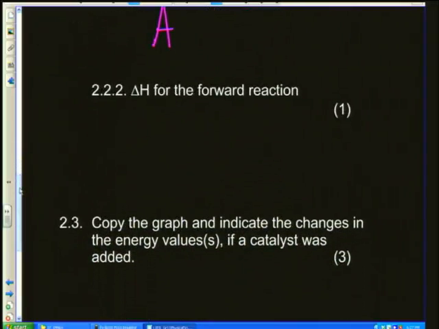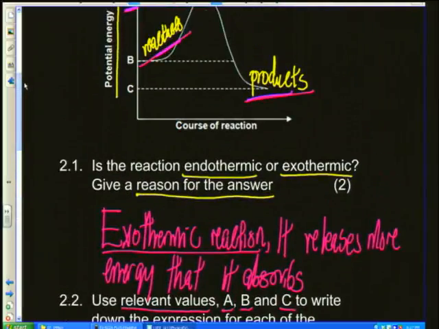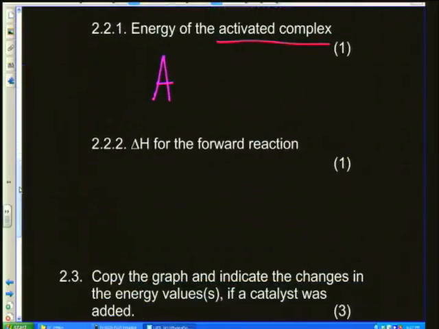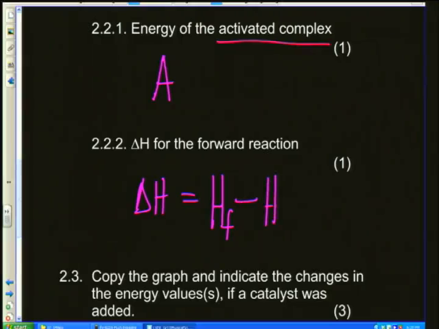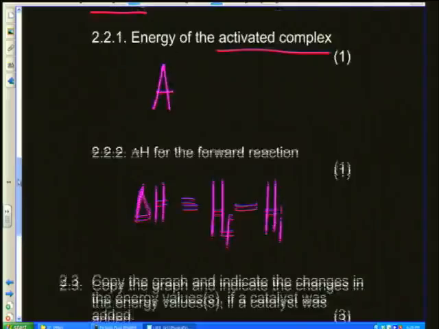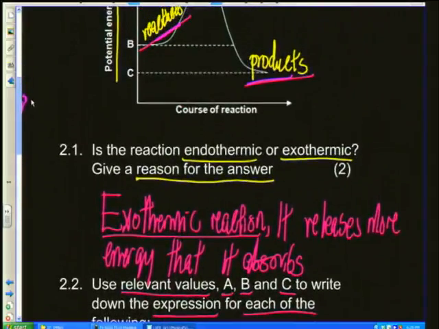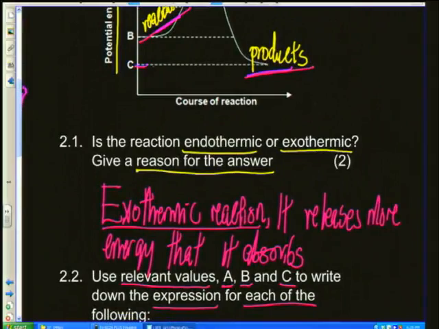And then they say delta H for the forward reaction. Now, look here. Delta H for this reaction. So remember, how do we determine delta H? Let's just go down. Delta H is equal to the heat of the final substance, or the product, minus the initial. I'm just showing you how to get that one. So what do we have for the final? In other words, for the product, what is it that we have got? There you are. We have got C.